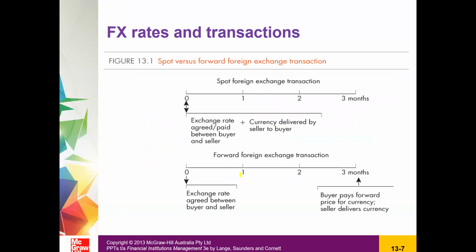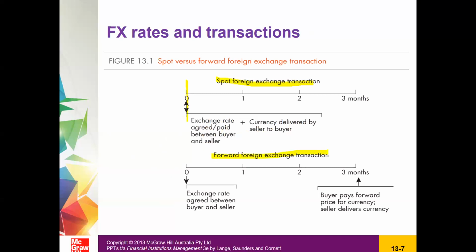The spot transaction and the forward transaction can be illustrated by this diagram. You can see this is a spot foreign exchange transaction. This is time 0, 1, 2, 3, 4. The transaction occurs at time 0. It means the exchange rate is agreed on and paid by the buyer and seller, and the currency is delivered by the seller to the buyer. So at time 0, the exchange rate is agreed, the buyer pays this exchange rate to the seller, and the seller delivers currency to the buyer. Everything occurs at time 0. That is a spot exchange transaction.